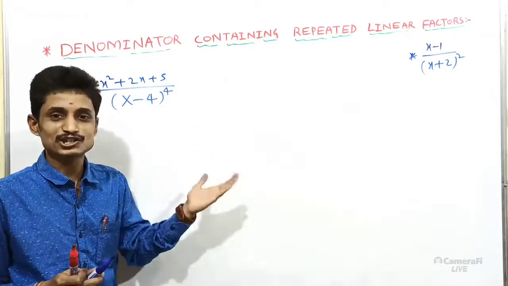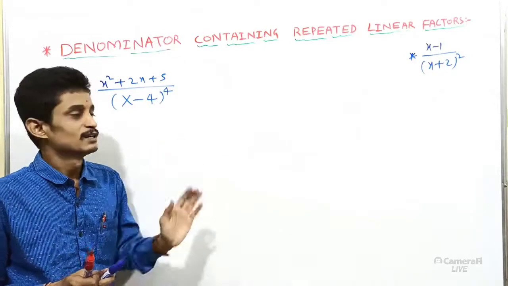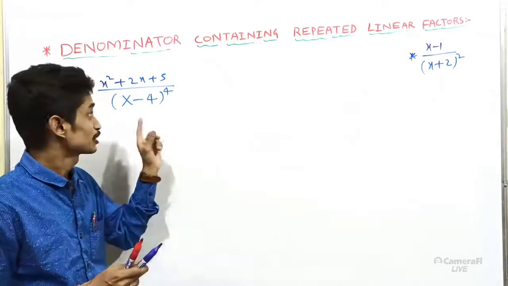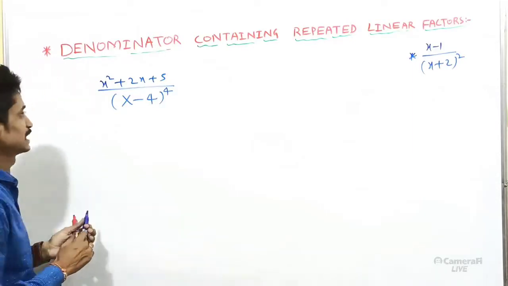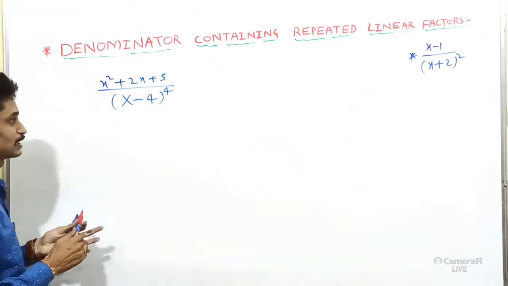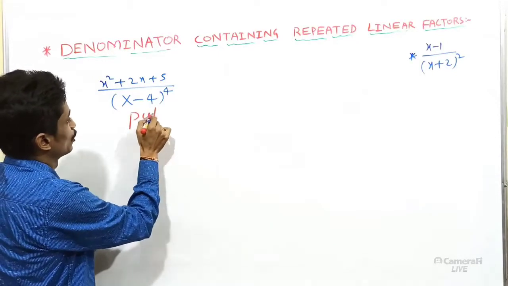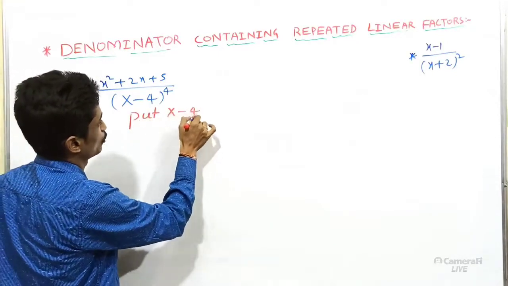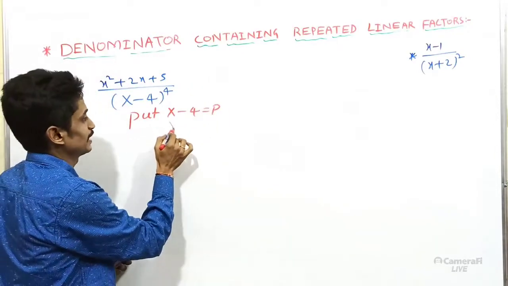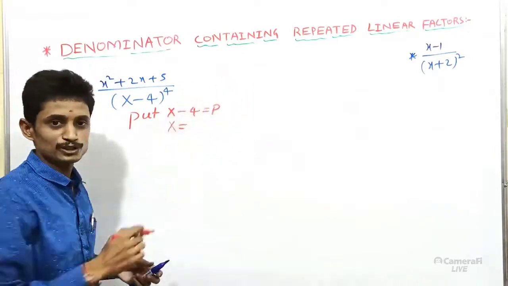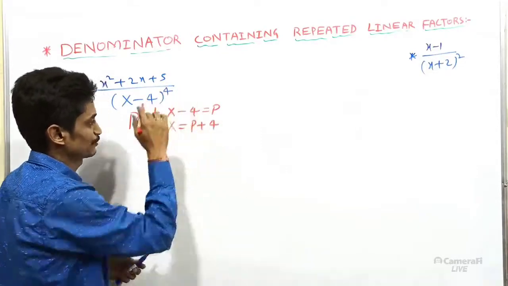That is the simplest and easiest method. The second method will be very difficult. It will be very lengthy. So I will show this type of problem by solving with the first method. So what is our method number 1? Just replacing the denominator. Put x minus 4 is equal to p. Clear? Then x is equal to, shifting minus 4 to the right-hand side, p plus 4.